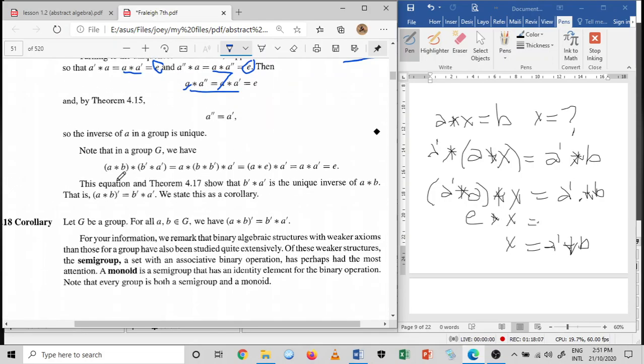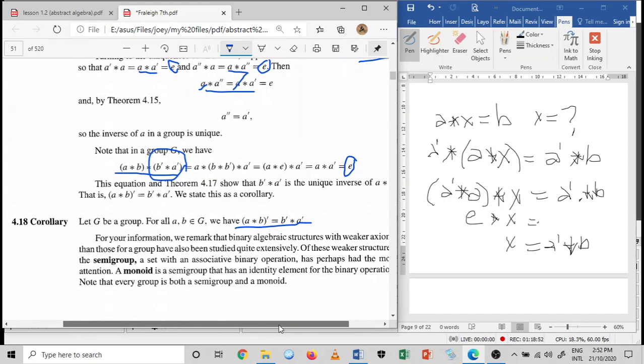Okay. We also see here that if we operate B prime or B inverse operation A inverse to the quantity A operation B, we would come up with E. Meaning, this expression here is the inverse of A operation B, written formally in this corollary. Okay? The inverse of the quantity A operation B is B inverse operation A inverse, as shown in this argument here. This is the proof actually of corollary 4.18.